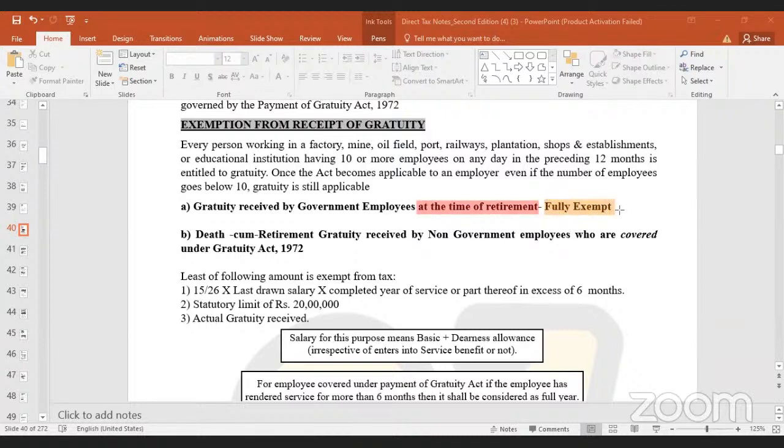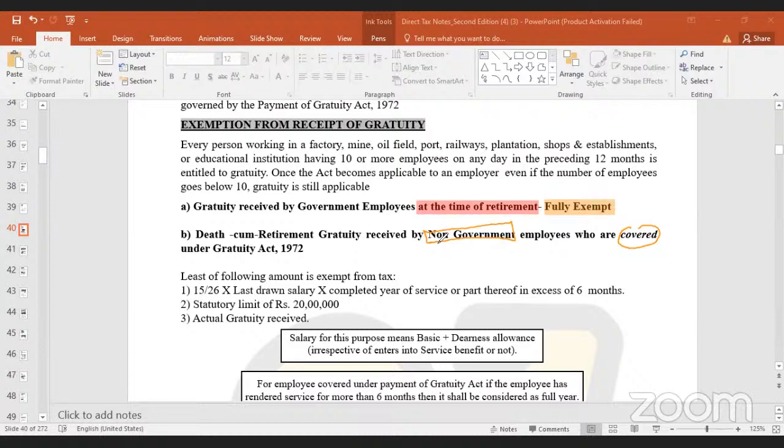When you're receiving a gratuity, it is a death cum retirement gratuity. If it is received by a non-government employee who was covered under the Payment of Gratuity Act, and who was not covered under the Payment of Gratuity Act, for them the provision is as follows.